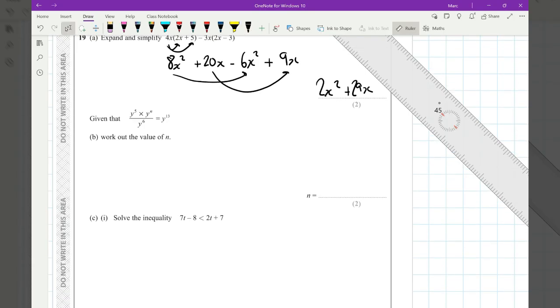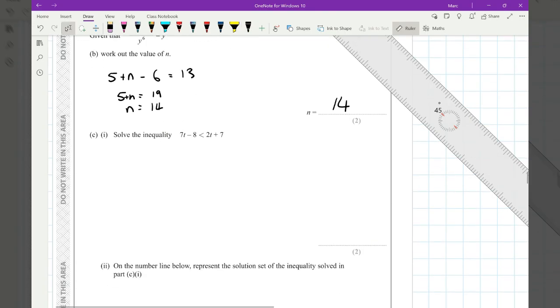Oh, blimey. Work out the value of n. 5 plus n, take away 6 equals 13. Simples, yeah? 5n equals 19. Oh, sorry, 5 plus n. And then n will equal 14.